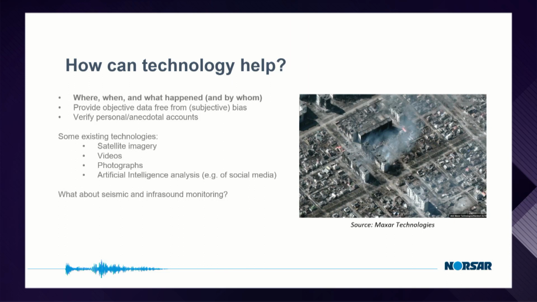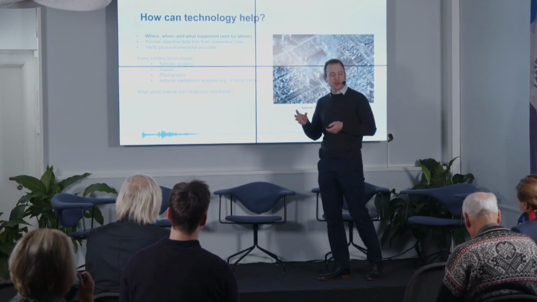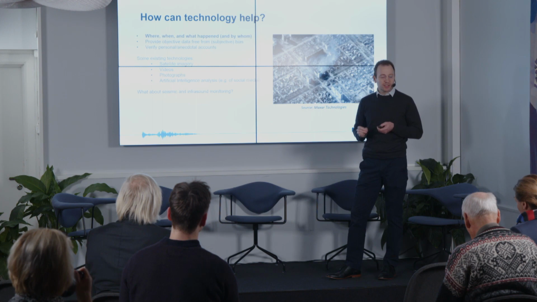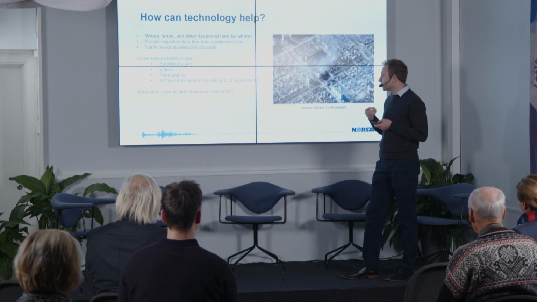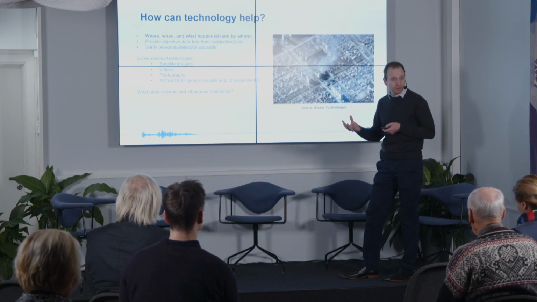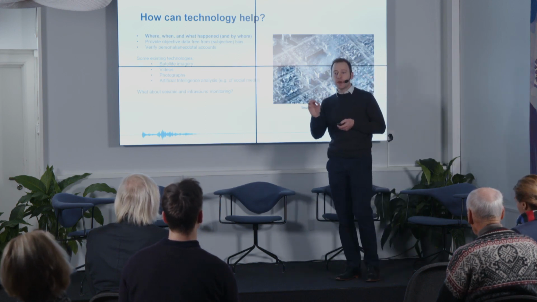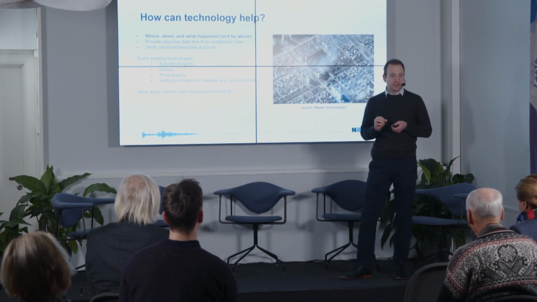Well, the big question we want to find out is where, when, and what's happened within a conflict. And data is ideally objective. It does not have the subjective bias that you perhaps get from personal or anecdotal accounts. So this is a nice way to verify what has actually happened. There's potential use here in being able to improve disaster management as well, for example. If we know exactly when something happened and where, we can send the necessary response as needed.